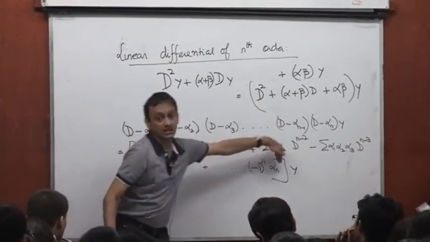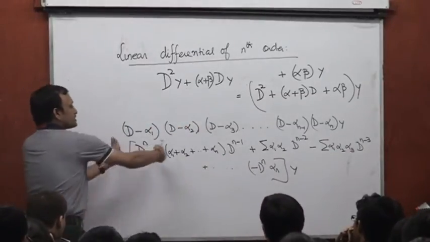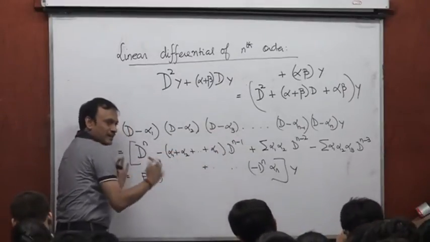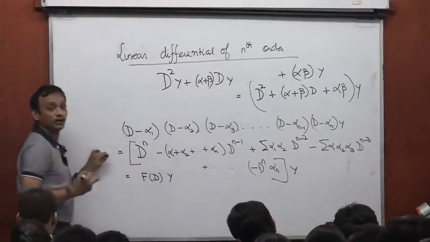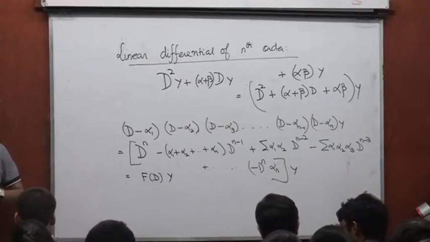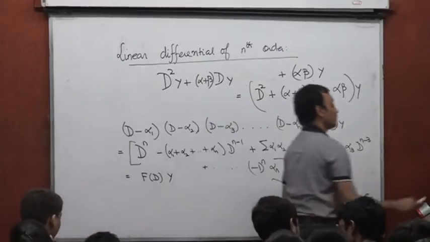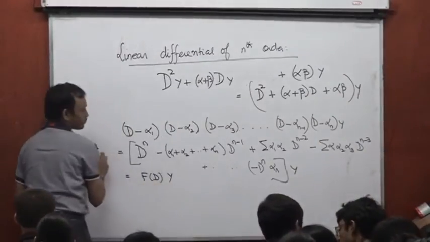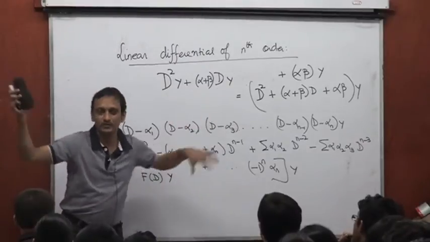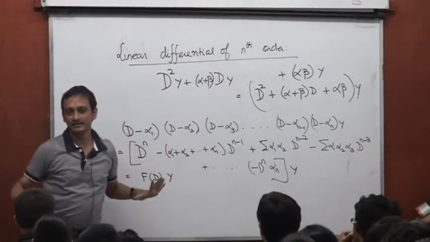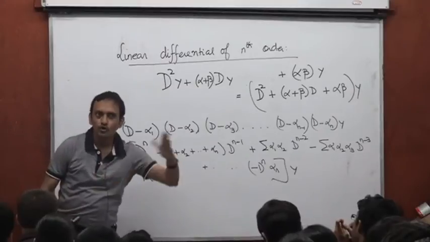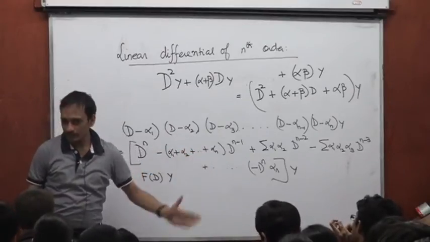So this becomes like a single operator, and you may want to call this entire thing some function of D, an operator function. This entire thing is a function of D, so you can call it an operator function acting on y. Loosely speaking, you can call it an operator polynomial. It's not a polynomial, it's not a number really, it's an operator which can act on something, but it follows those rules of algebraic multiplication.